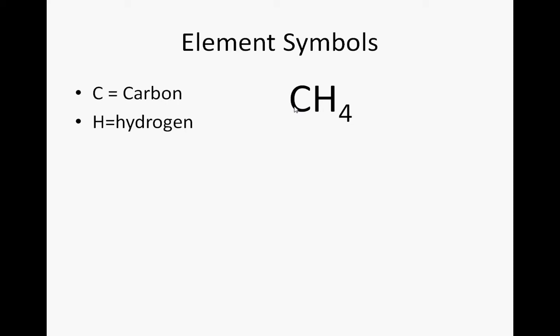The first part we're going to look at is the element symbols. So for example, you might see carbon as a symbol, or you might see hydrogen. When combined together they look like this, CH4. This is the carbon. That's the hydrogen. But you have to be careful because lowercase letters mean something different than uppercase letters.